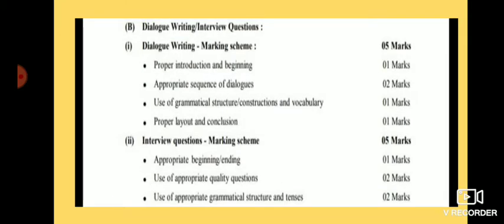B question from question 5 is dialogue writing or interview questions. Dialogue writing and interview questions are very important. Dialogue writing 5 marks, interview questions 5 marks. In dialogue writing, the marking scheme is as follows: proper introduction and beginning 1 mark, appropriate sequence of dialogues 2 marks, use of grammatical structure, constructions and vocabulary 1 mark, proper layout and conclusion 1 mark. So this is the marking scheme of dialogue writing.